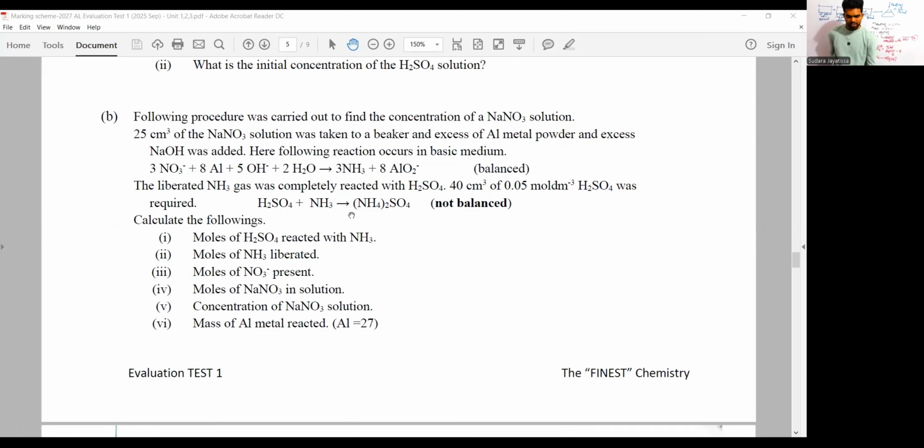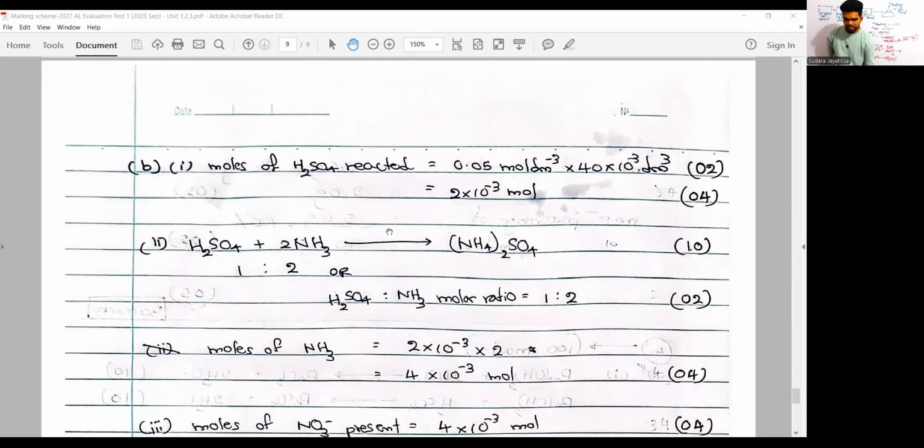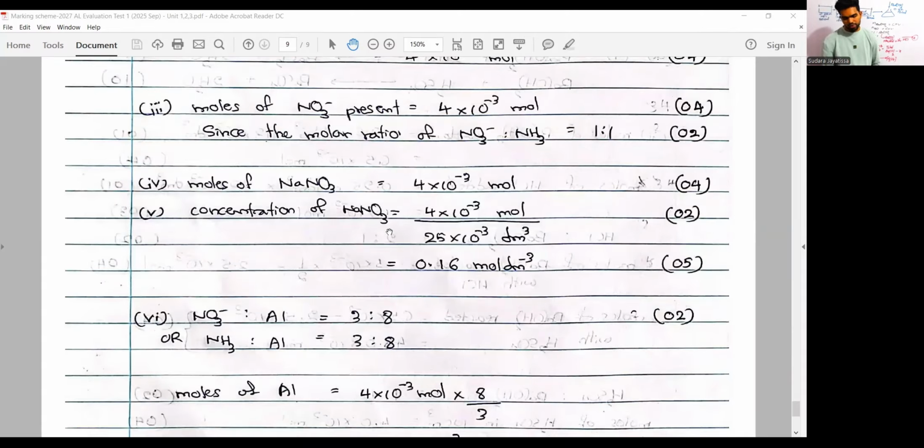Okay, I'll show you how to do that question, parts 1 to 5. See the answer here. First of all, you find the sulfuric moles. Then write the equation and balance. Then you get the ammonia moles from the ratio, 2 times the sulfuric moles. And then ammonia moles and nitrate moles, you have a 1-to-1 ratio. Okay, and then you get the sodium nitrate moles. And after that, sodium nitrate concentration. And finally, they ask about aluminium mass.